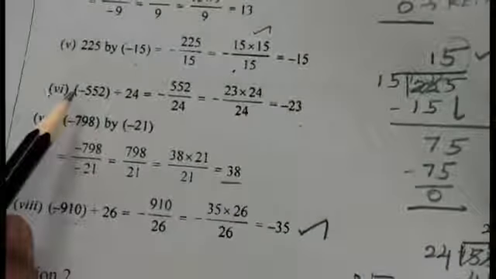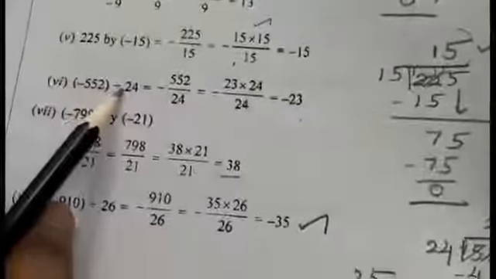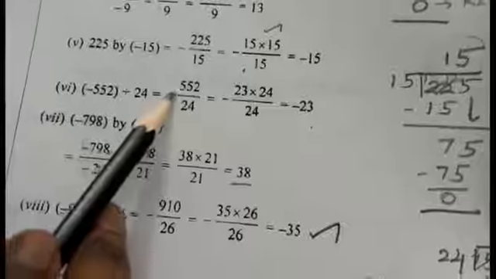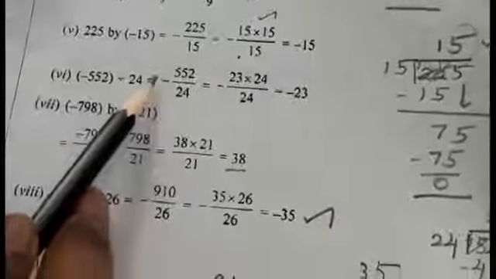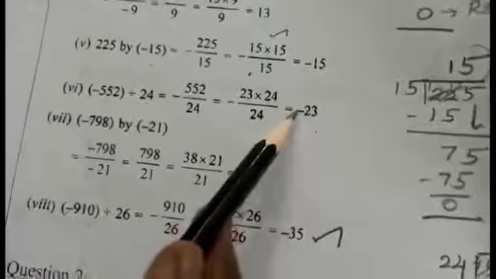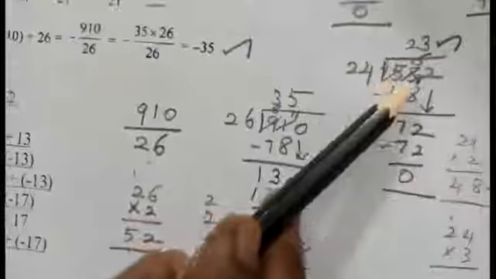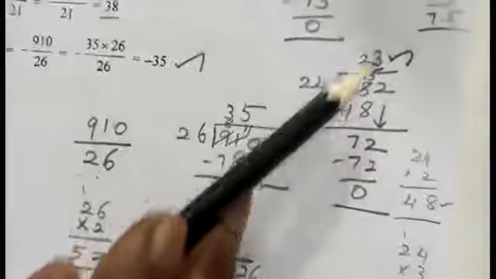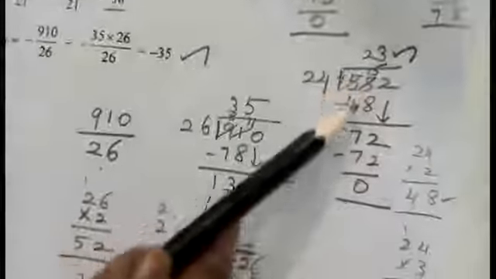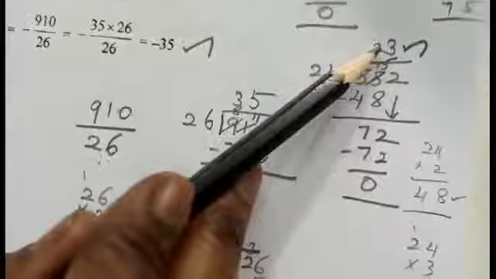Coming to minus 552 divided by 24. Plus into minus is minus. That is why they are writing it in the middle. If they are writing it in the middle, or if you want, you can do it after finding the answer. So now what I'm going to do is 552 divided by 24. 24 into 2, you will get the value as 48. Subtract, you will get the value as 7. Bring this number 2 down. So 24 into 3, you will get the value as 72. Answer 0. So this number 23, I am writing it here, students.